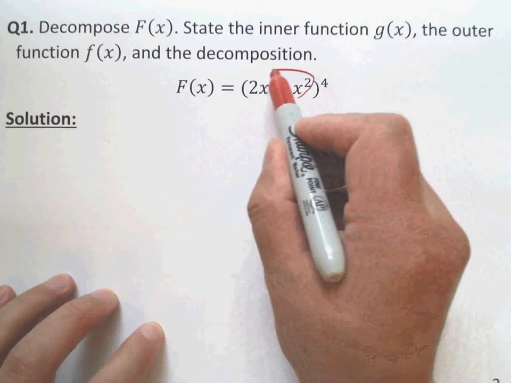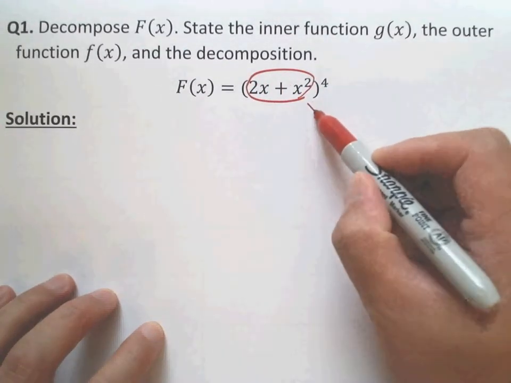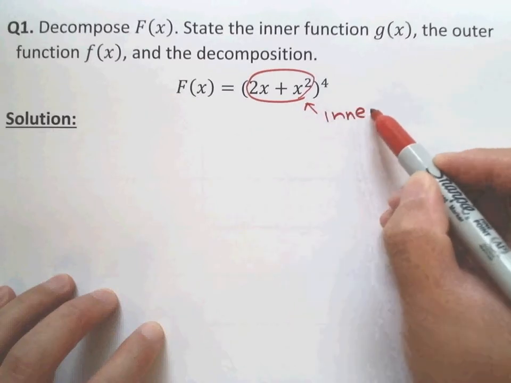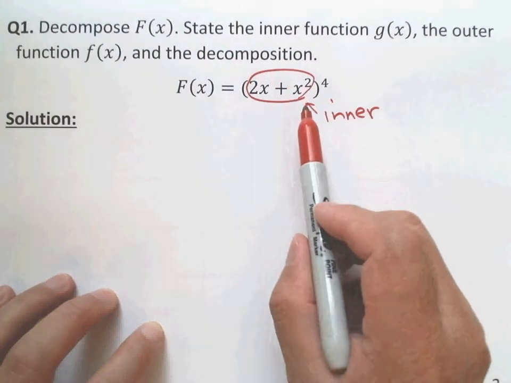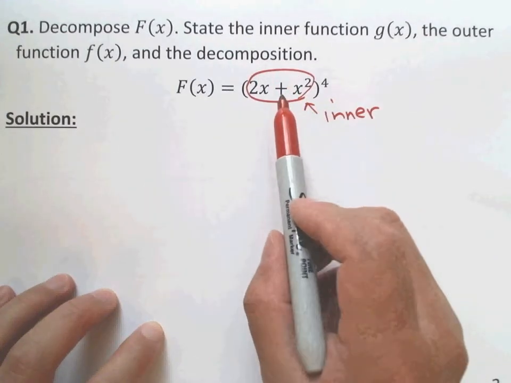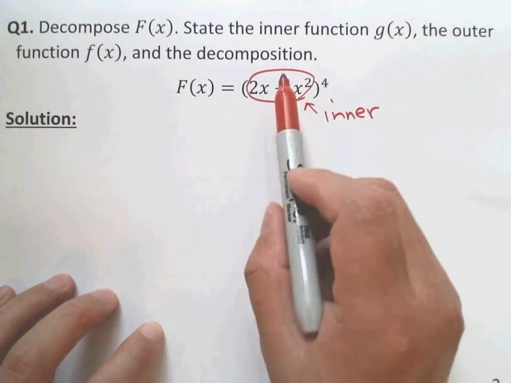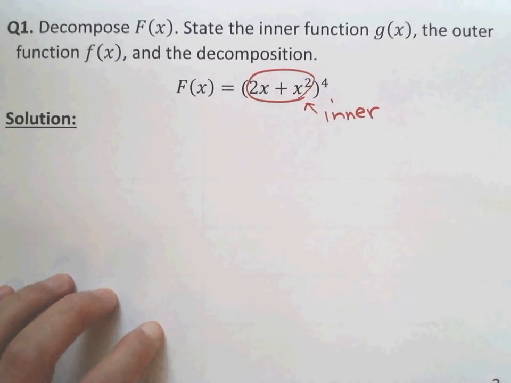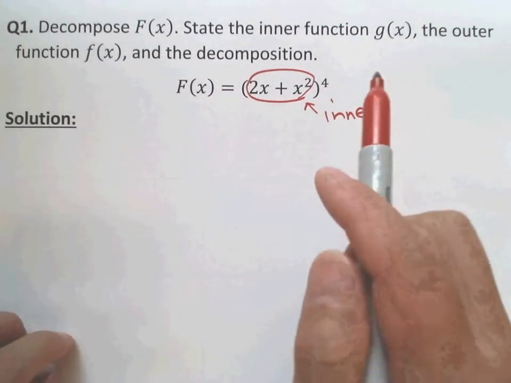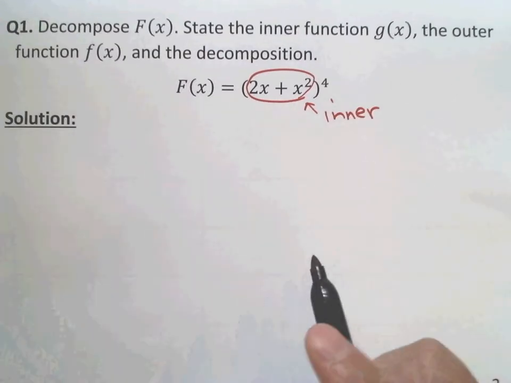All we need to do is identify the inner or outer. This is the inner. Why? If we identify this as the inner and set up a u, what is u? A simple function, a polynomial. u is a polynomial. And then f is u raised to the fourth power, a power function, which means this complicated function is a composite of the power function with the inner function. Now it is easy because we already identified the inner.